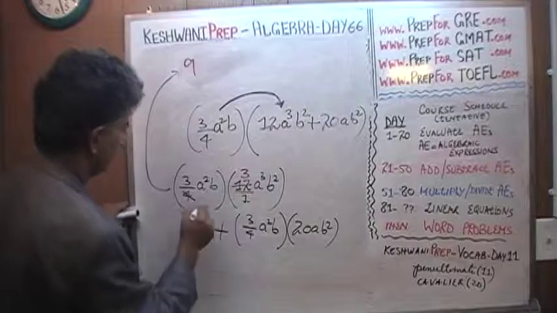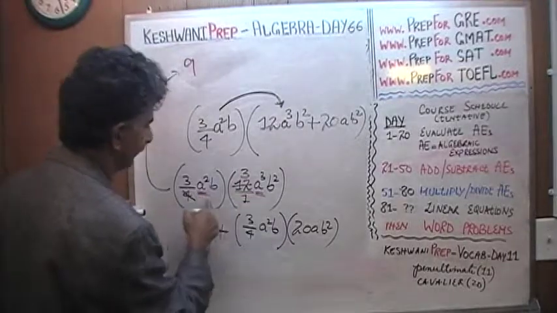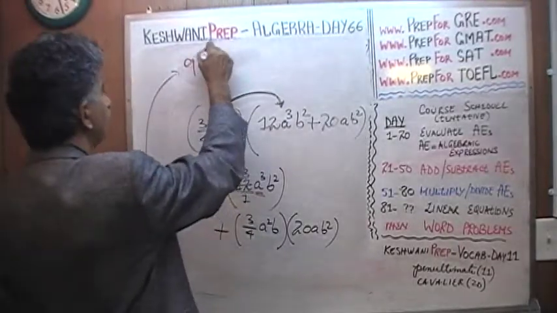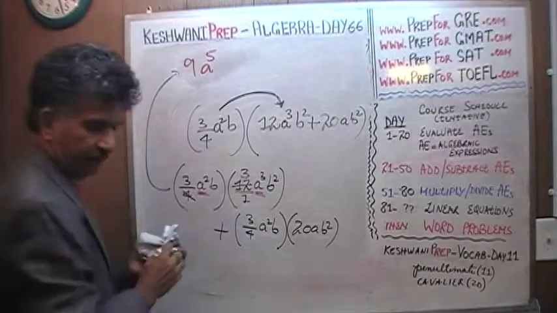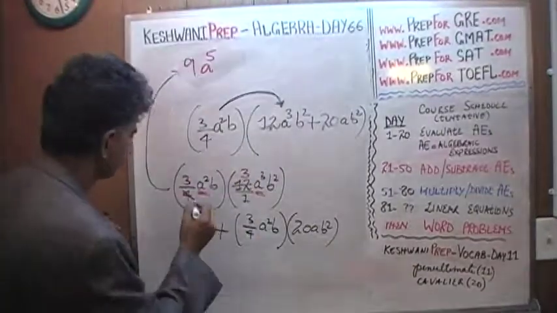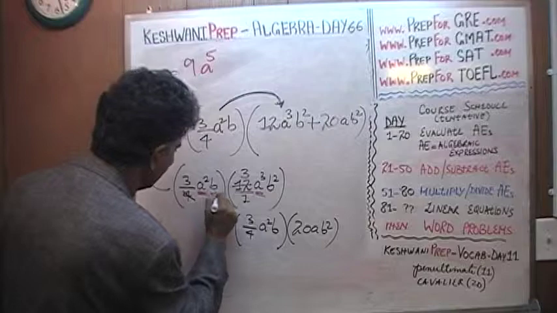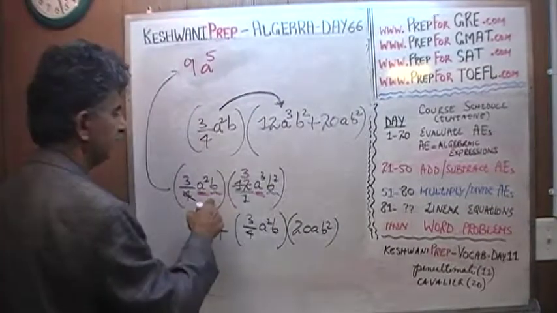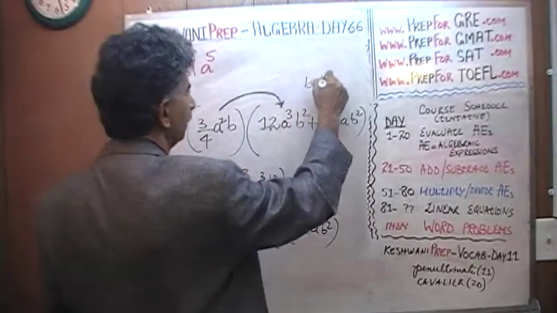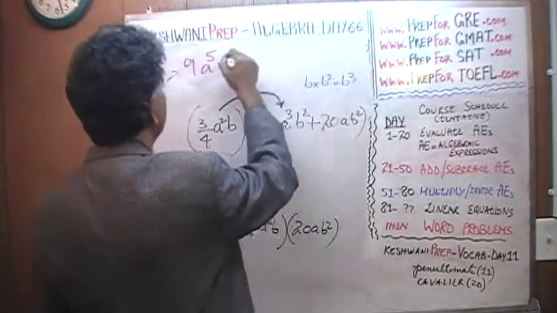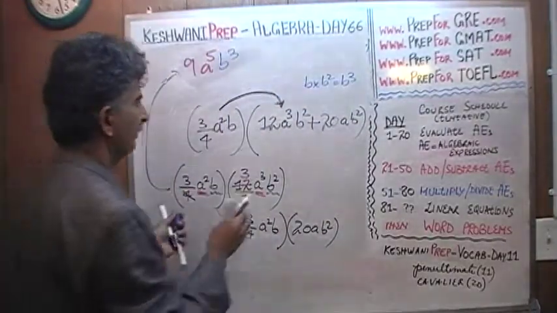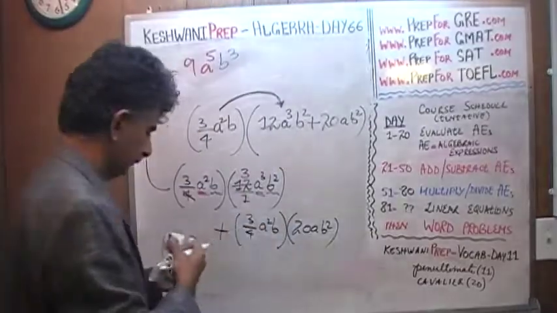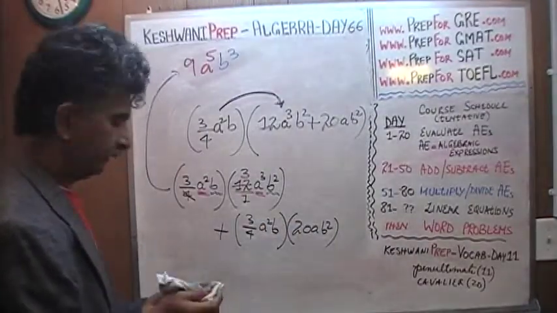9. And then we have a squared and a cubed. A squared and a cubed is going to give us a to the 5th. And then we have b and a b squared. B times b squared is going to give us b cubed. So that takes care of the first term. Let's move on then to the second part.